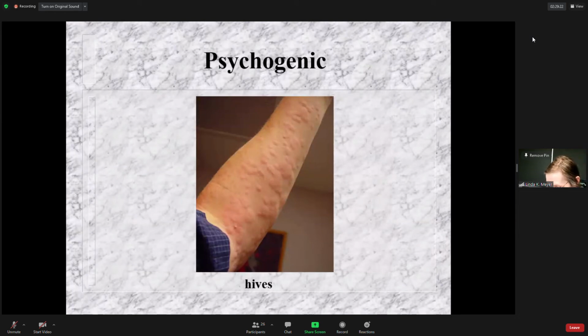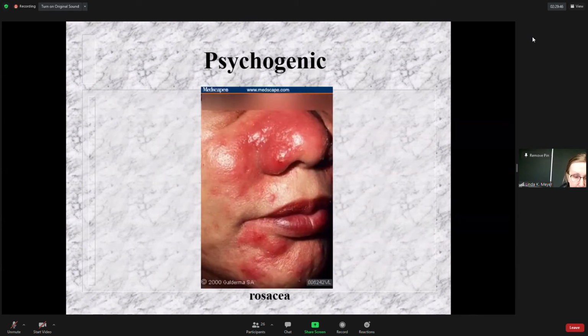Okay, psychogenic, disease linked to emotional factors. So sometimes patients get hives as part of an allergic response, but some people can get hives from stress. There's a skin condition that's, again, not clear cut what the etiology is, and it may be more that the stress is the trigger or the predisposing factor rather than the exact cause.